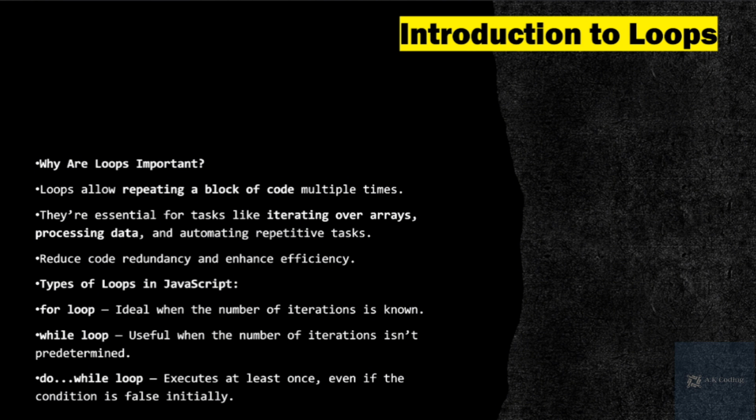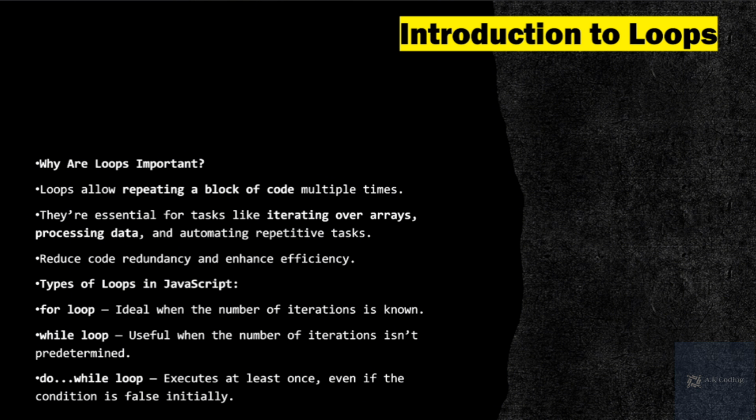The next one is the while loop. It's useful when the number of iterations is not predetermined. And the third one is the do while loop. A do while loop executes at least once, even if the condition is false initially.